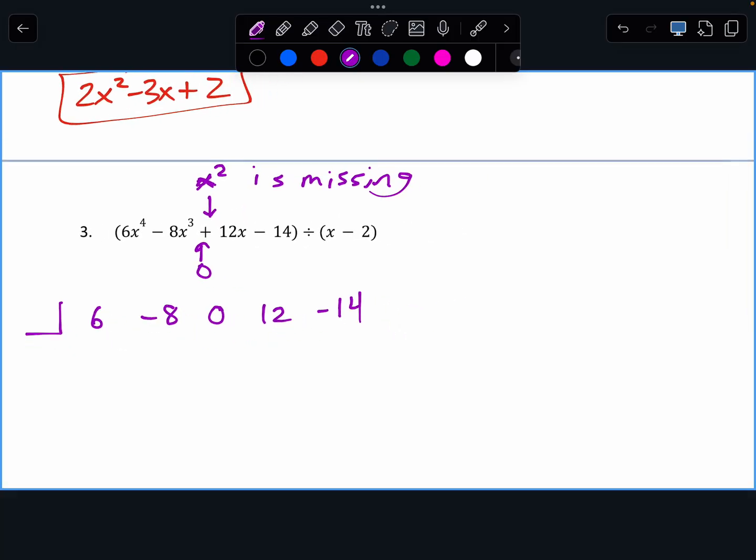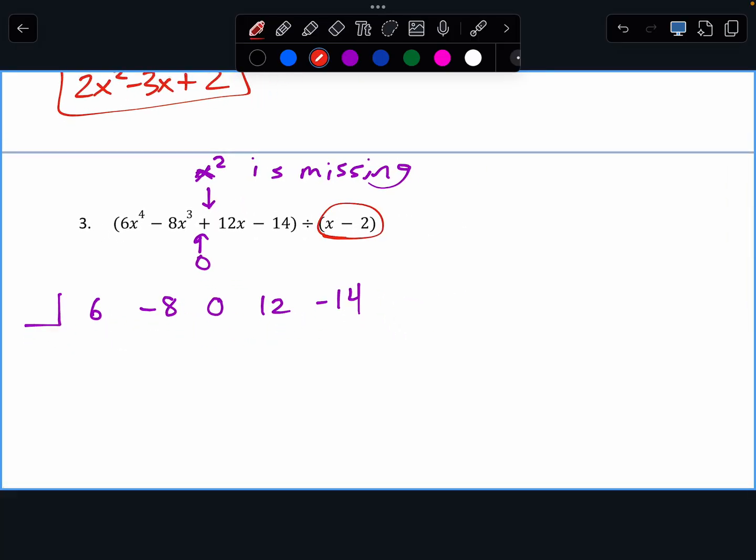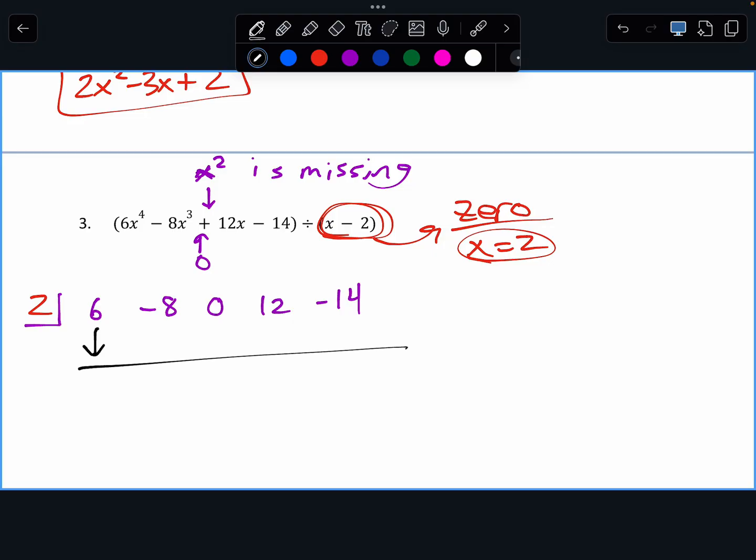And so right here I have x minus 2, so the 0 is x equals +2. Okay, I kind of skipped a step, but all you're doing is setting that equal to 0, solve, and you get +2. So that's my box number. And so I bring down my leading coefficient, and now we're going. So 6 multiplied by the box, 6 times 2 is 12.